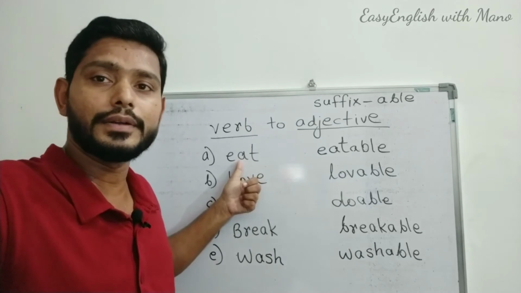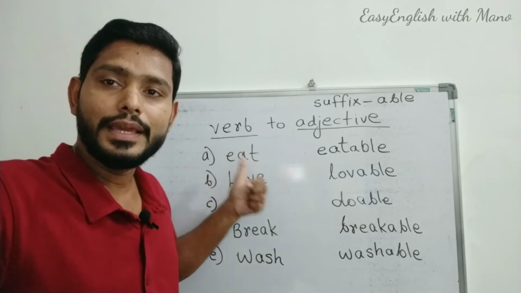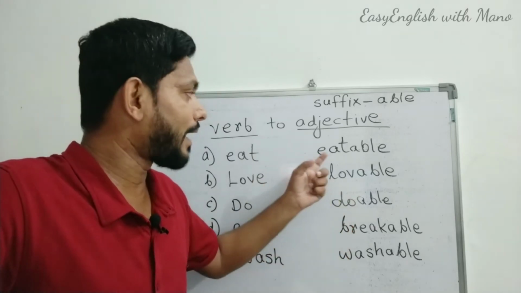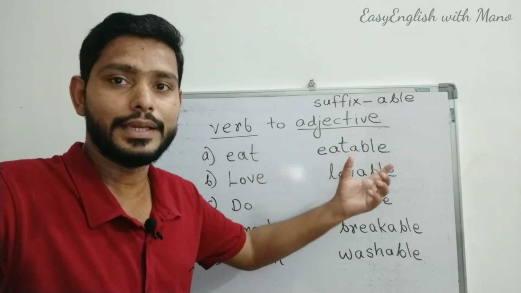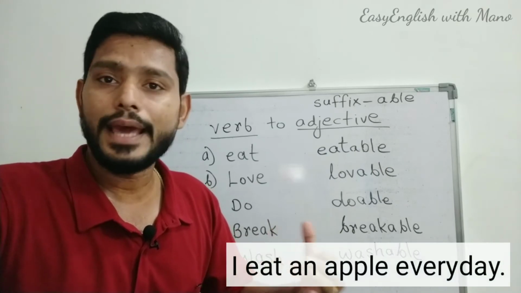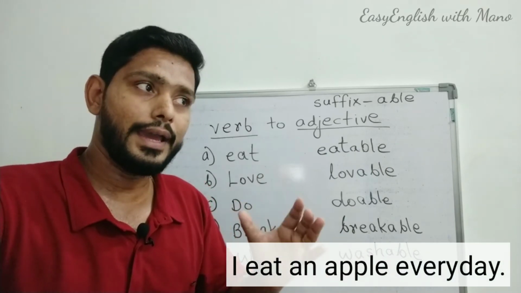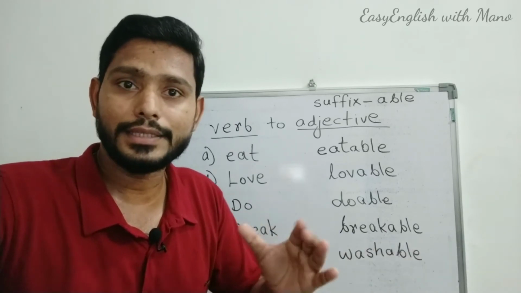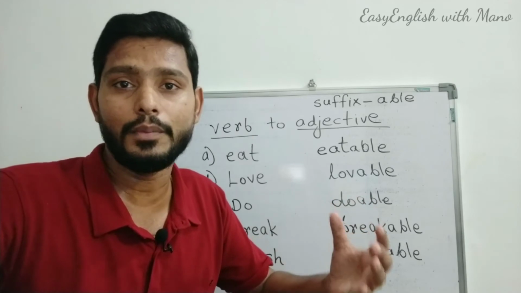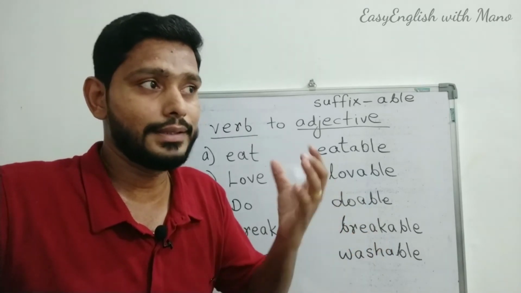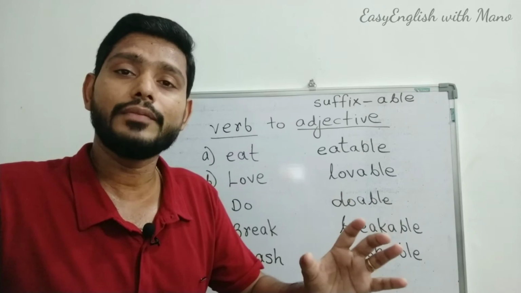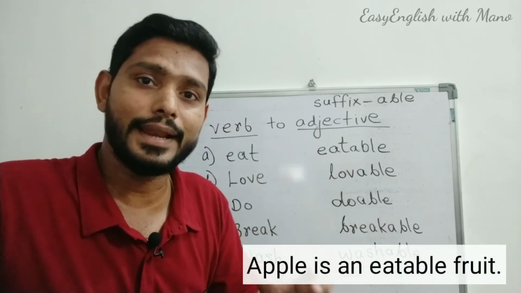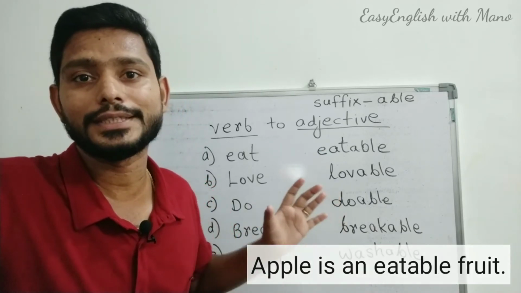The first verb I have written here for you is eat. It shows an action. How can we change this verb to an adjective? By adding able: eatable. Let's see an example: I eat an apple every day. So here the person who does the work is called I, and I do an action that is called eat, and what I eat is called the object. If I want to tell more about that particular apple, then how can we change that sentence? Apple is an eatable fruit. So I hope this is clear to you.